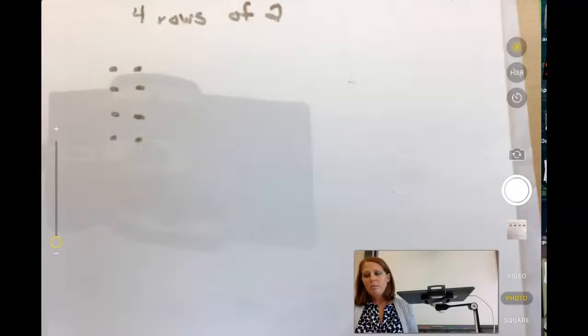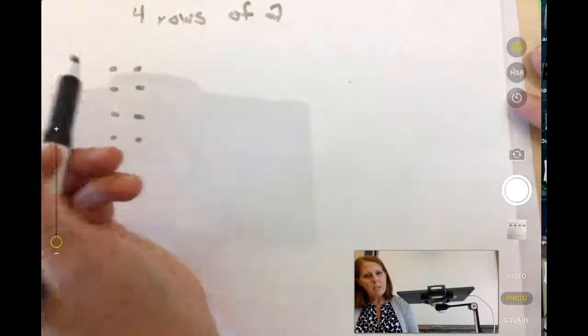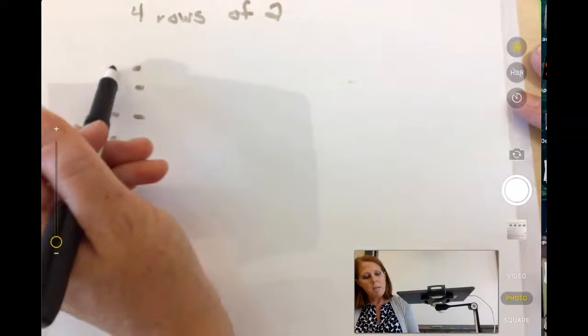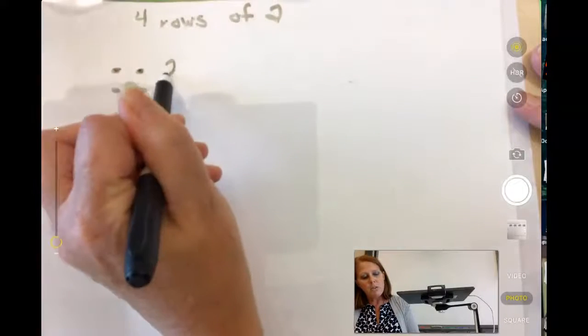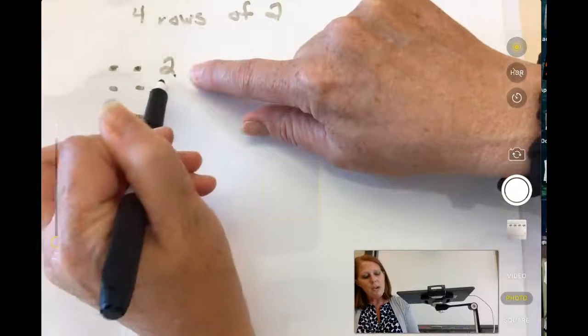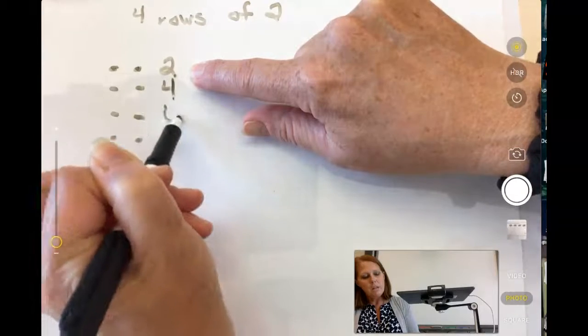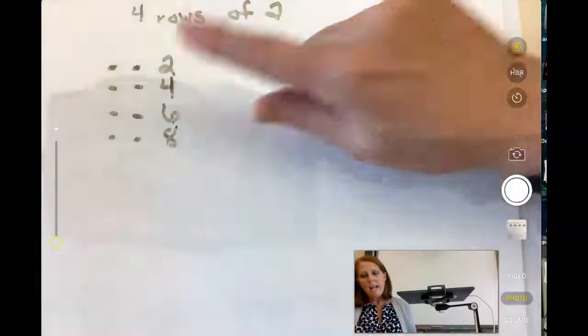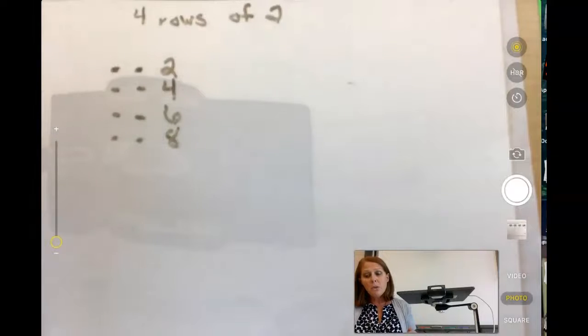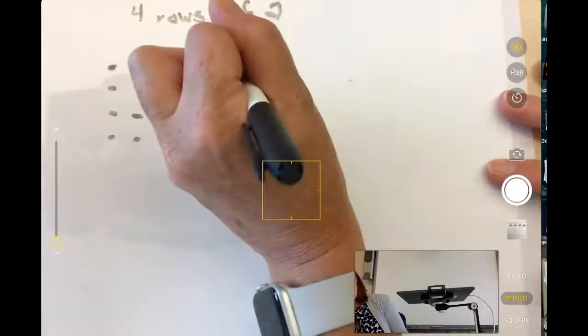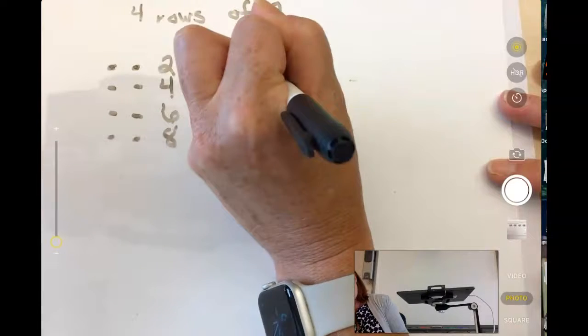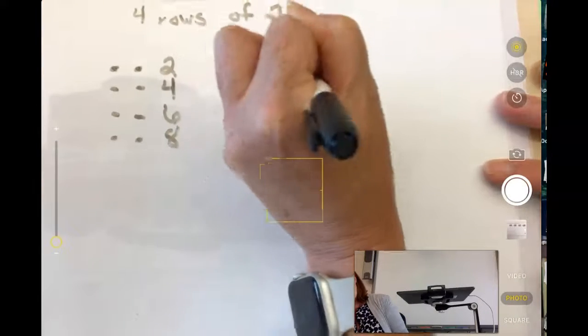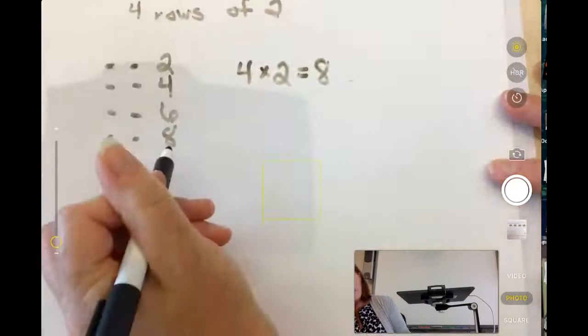Now, we want to skip count to find the total. So we're going to write our skip counts off to the right here. So how many do we have in the first row? We have 2. If we skip count by 2s, now we have 4, 6, and 8. So the total that we have is 8. Okay? So what we did is we took 4 rows times 2 in each row and got our total of 8.